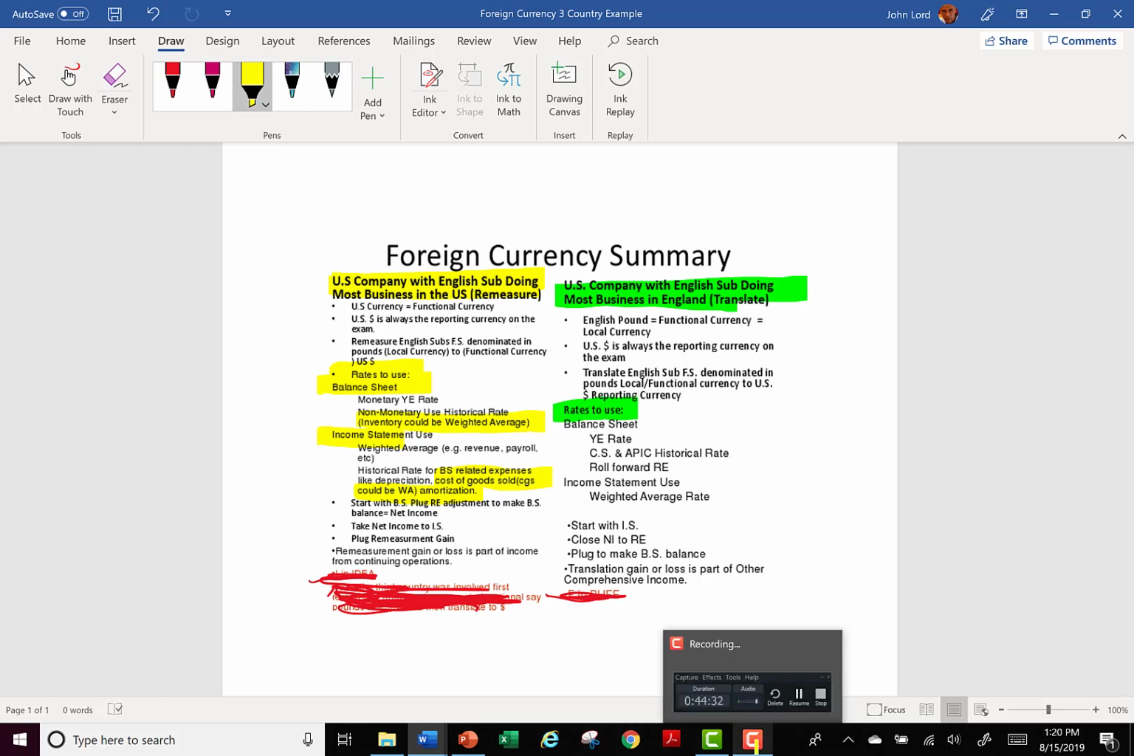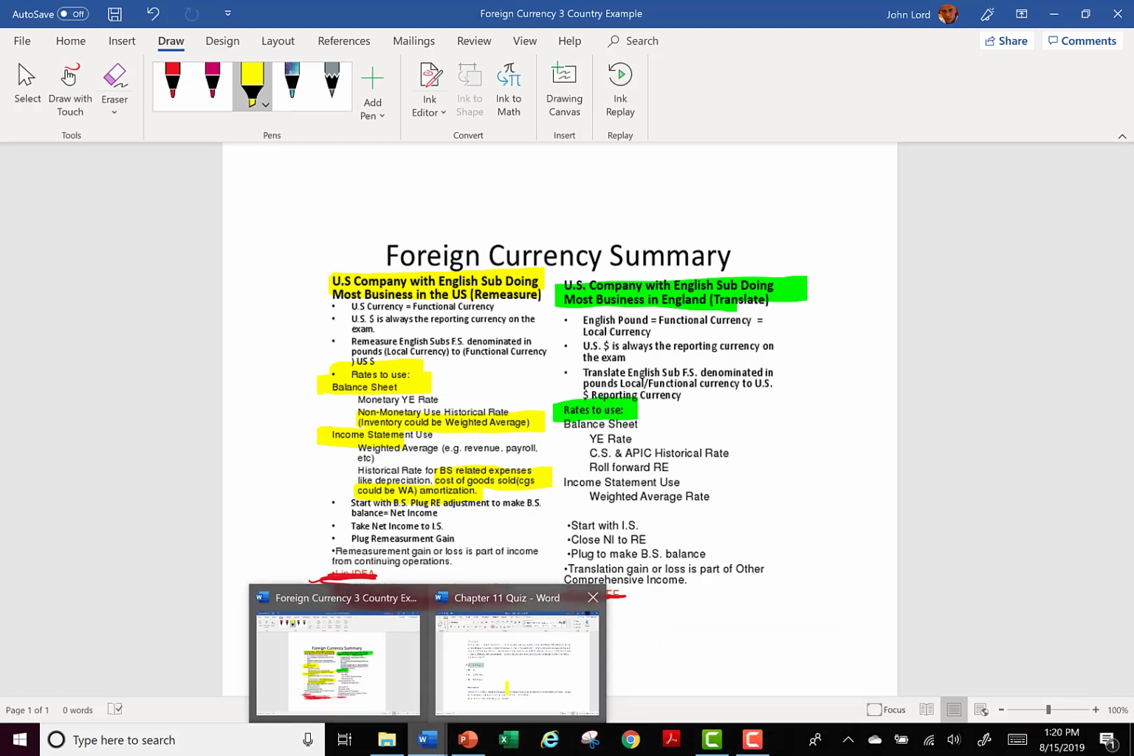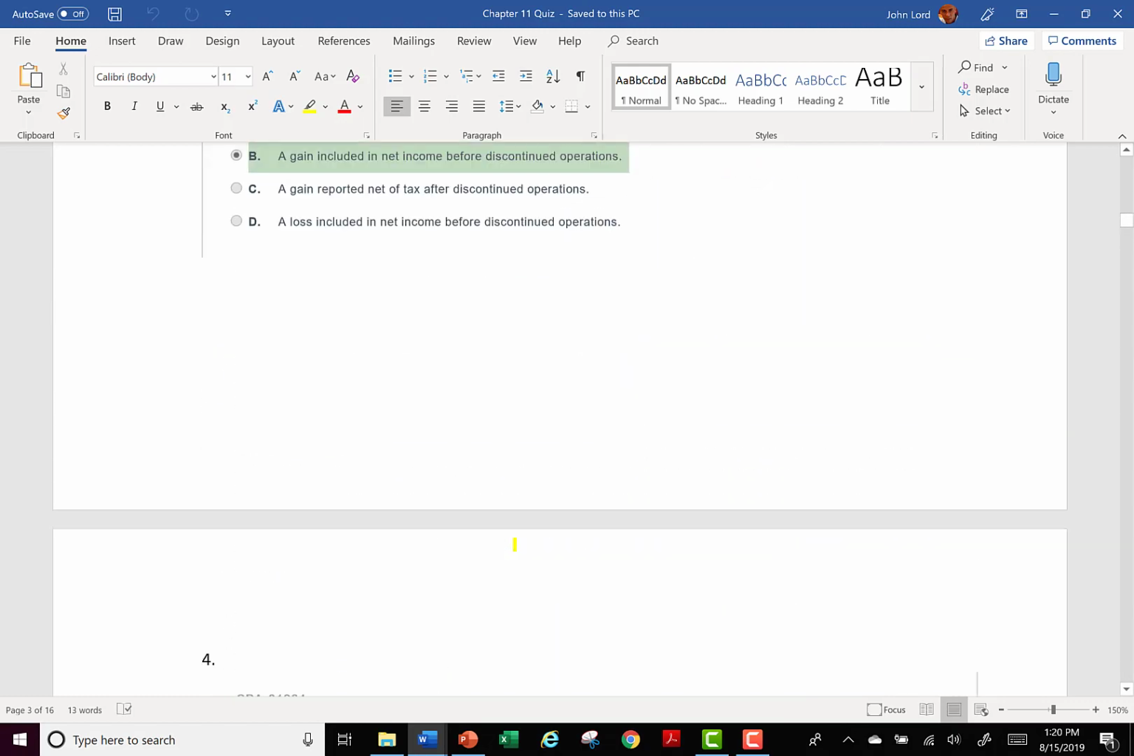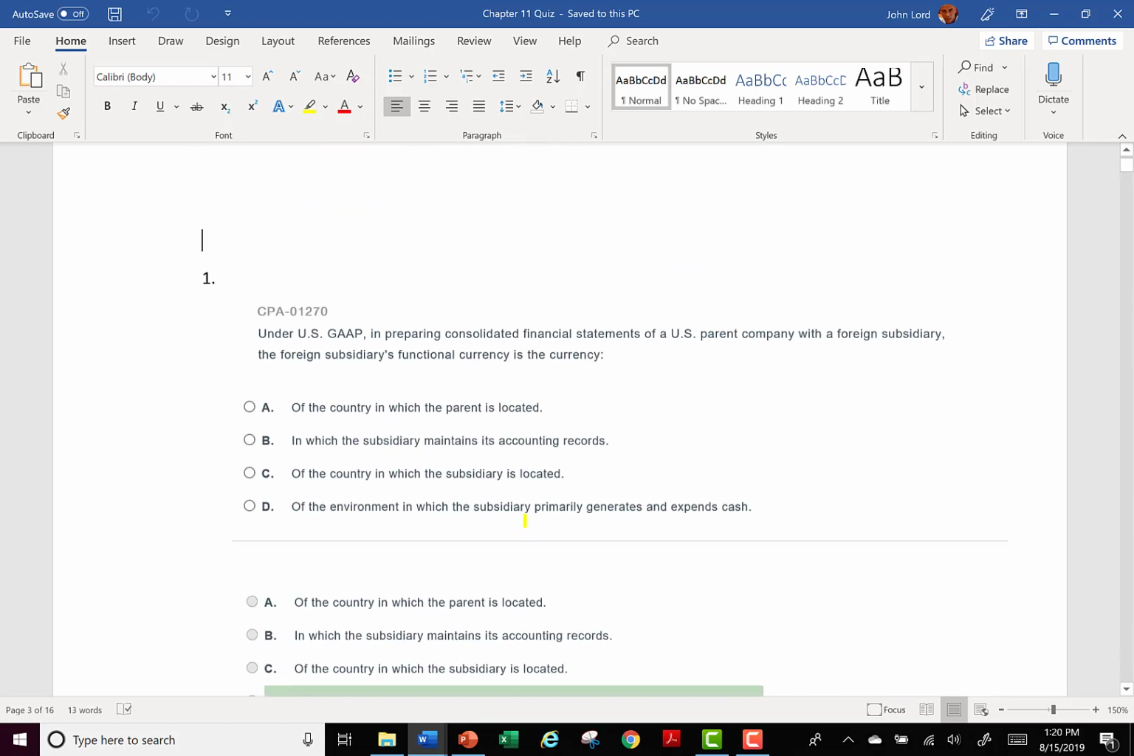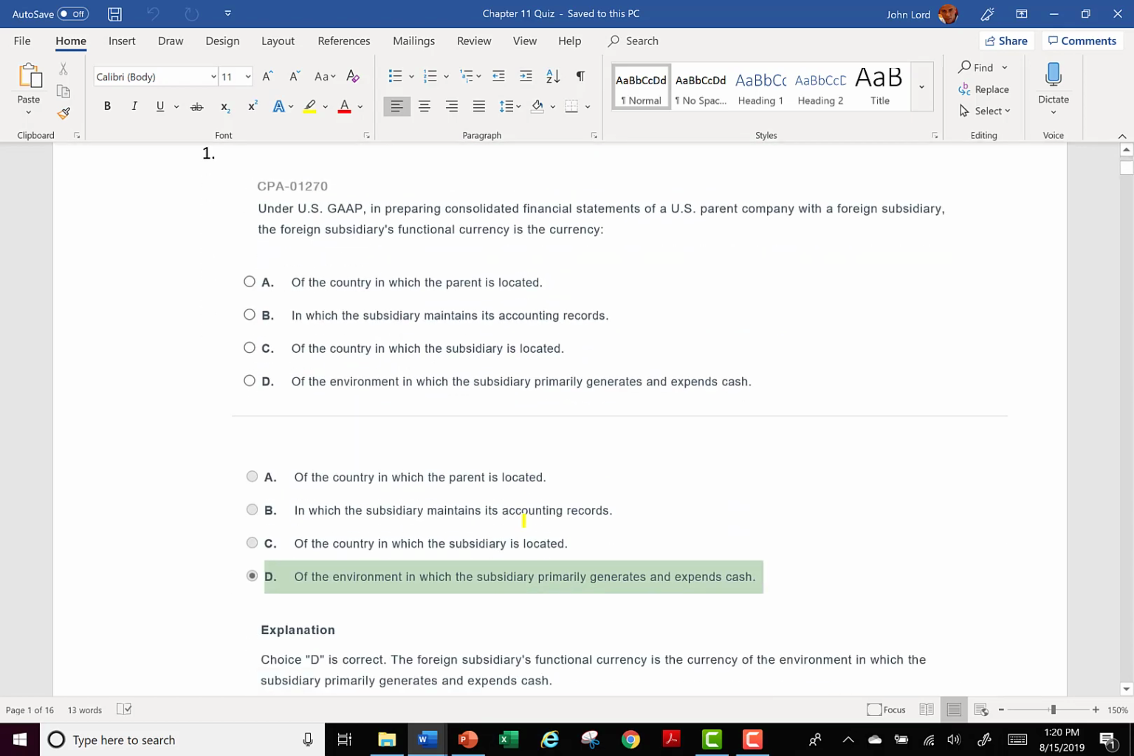What I want to do now is go and look at a couple of questions. Let's just see how we would answer some of these. Let's take a look at this first one. Under U.S. GAAP, in preparing consolidated financial statements of a U.S. company with a foreign subsidiary, the foreign subsidiary's functional currency is the currency, as we've learned, in which they do most of their business, right? So the green is the correct answer there, where you do most of your business.